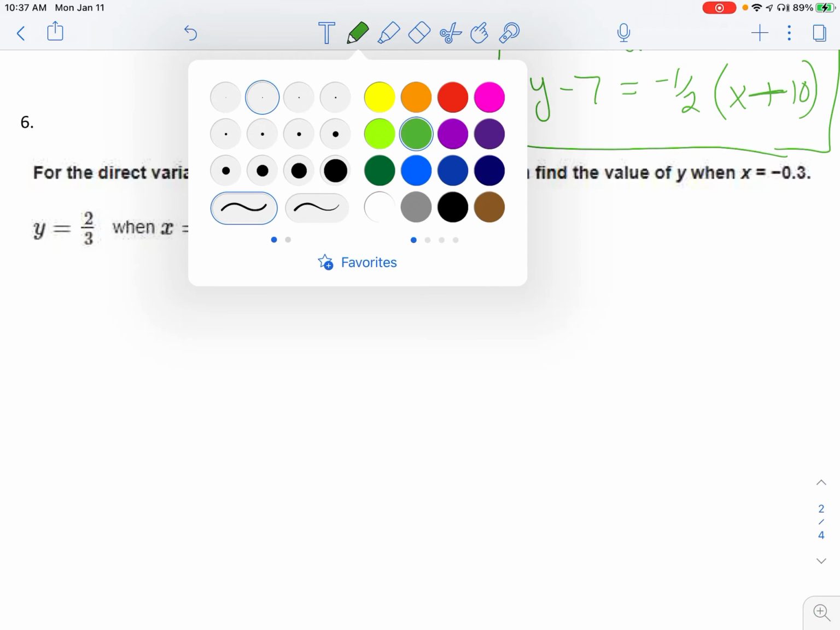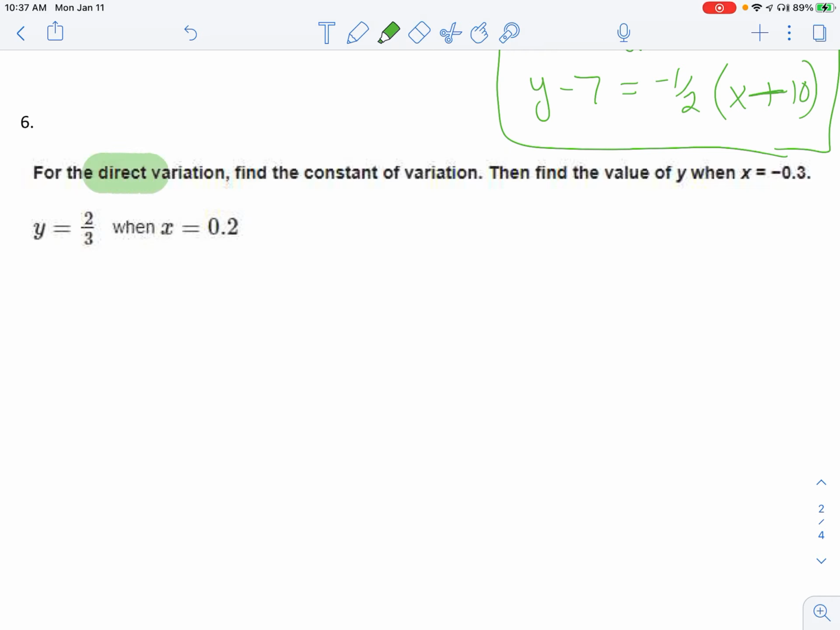Oh, direct variation. Right away when you read direct variation, your mind should automatically say y equals k times x. Find the value of y when x is negative 0.3. So here's what I'm going to do. I am going to write y equals k times x. I'm going to write 2/3 equals k times 0.2. I will divide by 0.2.